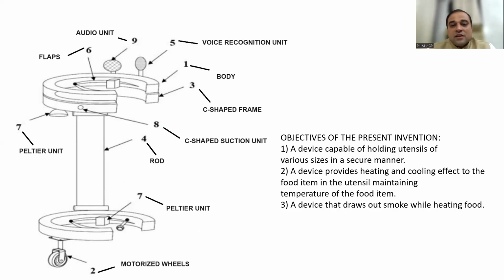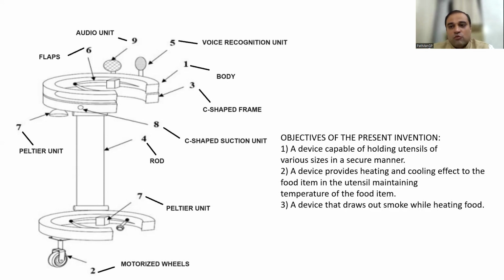So the first objective is that this is a utensil management device. Therefore, the first objective is to have a device which is capable of holding utensils, carrying or holding the food of various sizes, in a very secure manner. It is seen in the prior art that utensils, especially utensils which have a round bottom and which are large in size, are susceptible to toppling and spilling over of food, and so forth. So holding utensils of any size in a very secure manner is one of the needs which the inventors seem to have identified from the prior art.